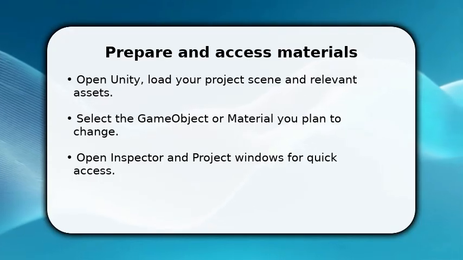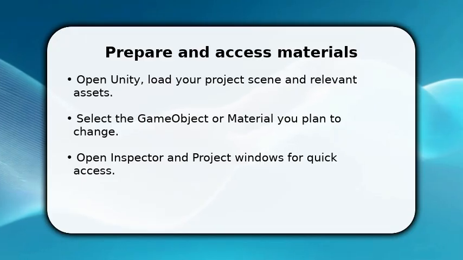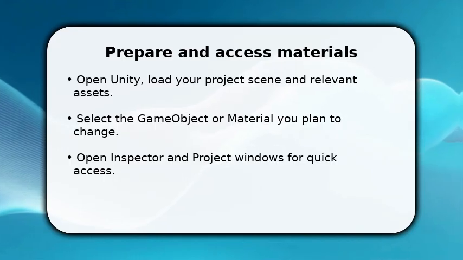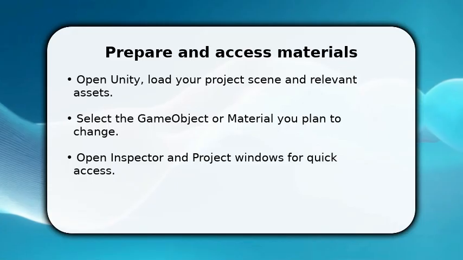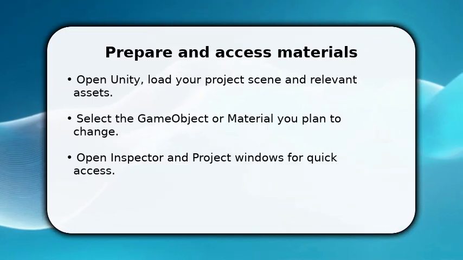You start by opening Unity and loading the scene that contains the object you want to recolor. Select the game object in the hierarchy, then click its renderer to surface the material in the inspector. If the object uses a shared material, make an instance or duplicate it so you don't alter other objects.